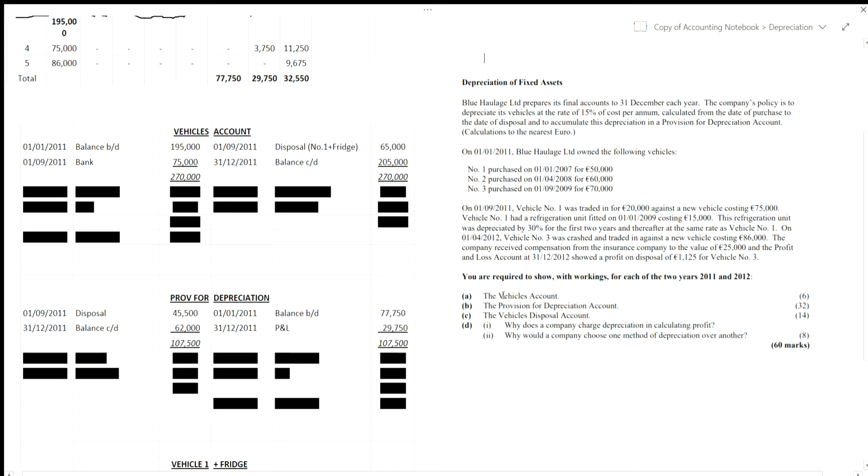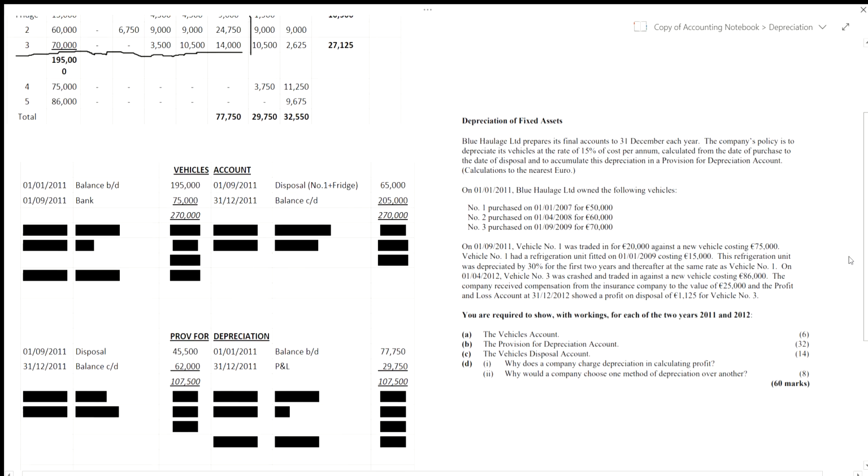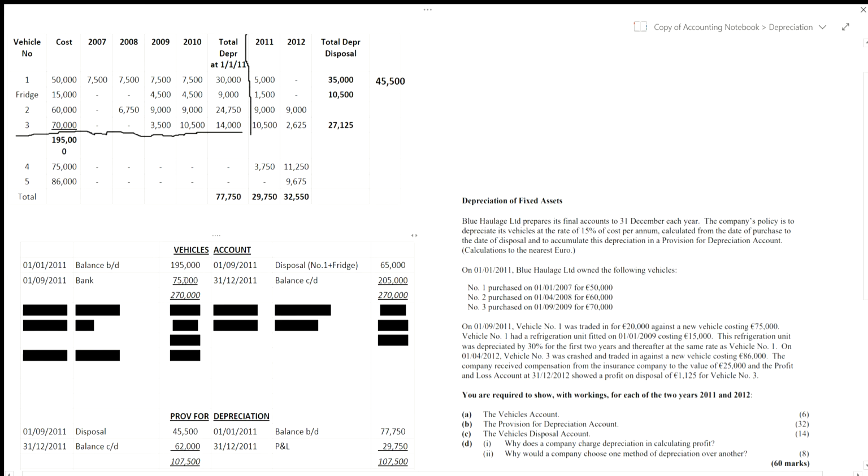So we have a vehicles account, we have the provision for depreciation account, and we have the disposal account. So we need to work out these three accounts for the 2 years, 2011 and 2012. So first thing I'm going to do here is the vehicles account. So how do I do the vehicles account? I started by stating how much they had in vehicles at the beginning of that year. So again, the 2 years we're asked to do it for, you can see it here, 2011 and 2012. So I'm asked to do it for both of those years.